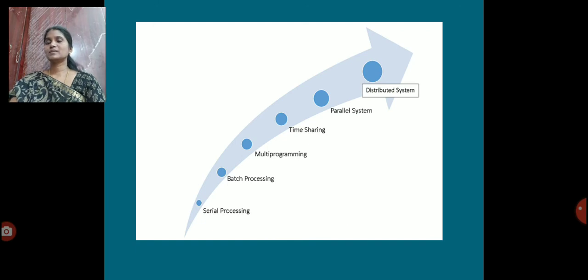Right. So this is the picture which says best about the different stages or the different types of the operating system. In early days we had serial processing, then we had batch processing, then it has been improved to multiprogramming OS, then we see time sharing OS, then at last we see parallel system, then we see distributed system.